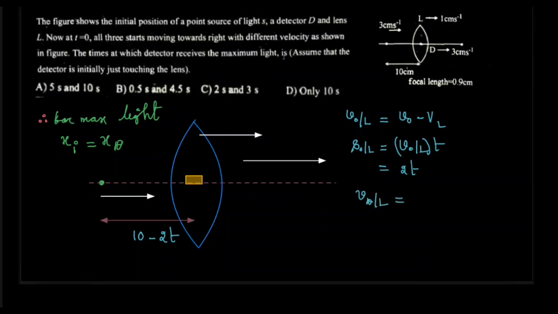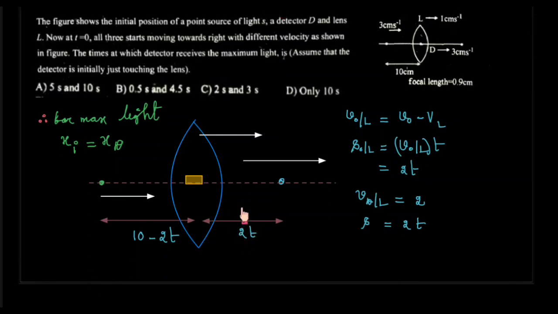Since both are moving in the same direction, we will subtract them. So 3 minus 1 will be equal to 2. Now you have to find the distance traveled, therefore this distance will be equal to 2 into t. So after some time, it will be at a distance of 2t from here.